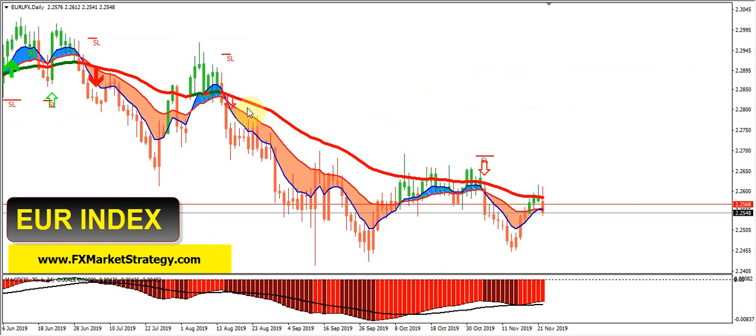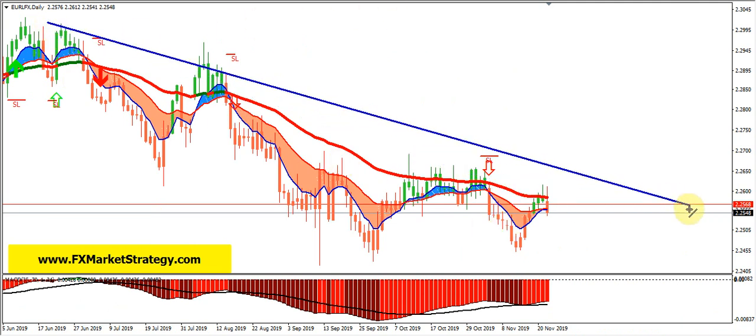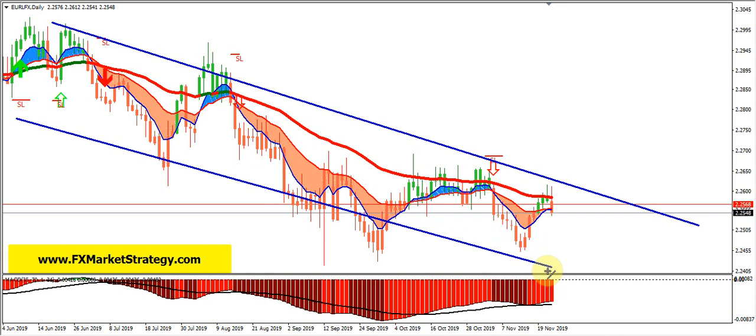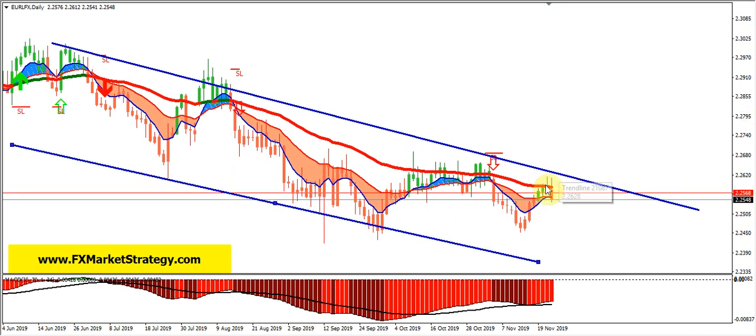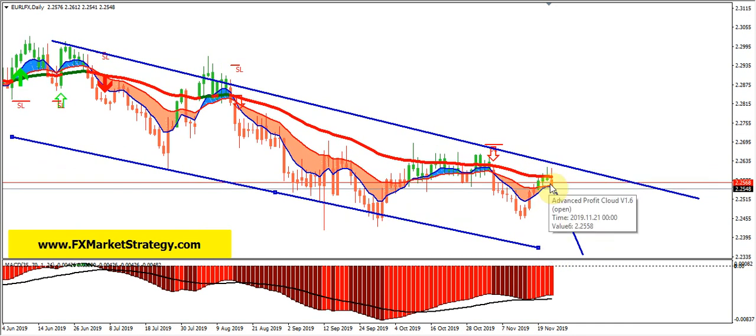The euro in the daily chart started going back down. You can see it's in a downtrend and also a down channel. If you draw it like this, it's almost a perfect channel. Then it's bouncing back from here. So what we expect is to continue to go down. It's not a very strong signal for a sell, but it's a sell signal.